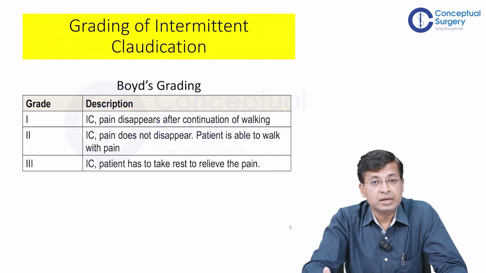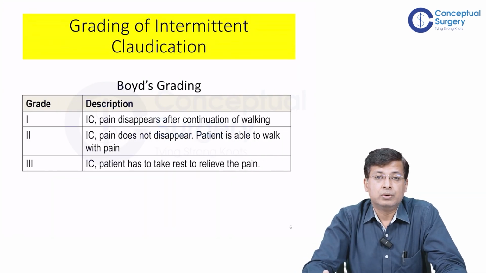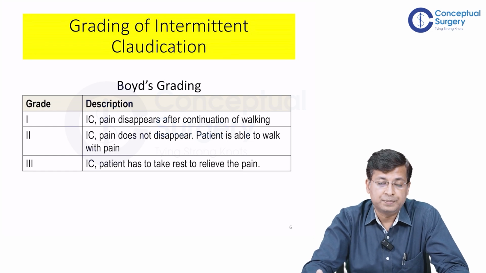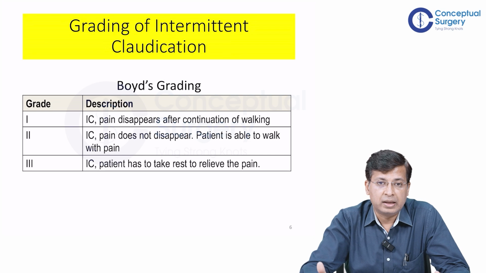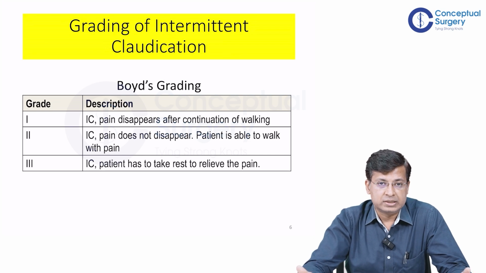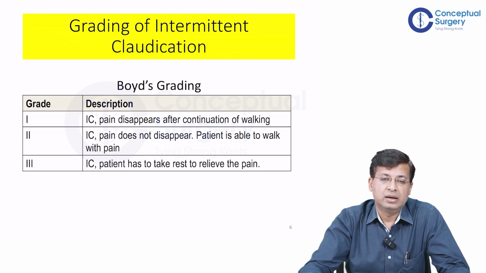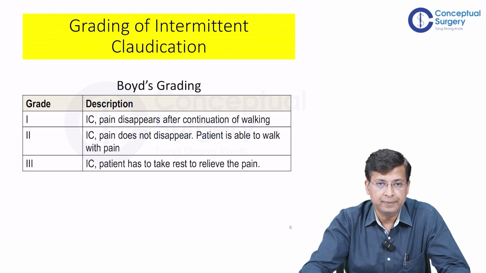Now, if the patient gives you a history of intermittent claudication, you need to find out what is the severity of the pain that the patient is experiencing. And for this purpose, there are several gradings which have been described. One is the Boyd's grading, which classifies the grades into 1, 2 and 3.